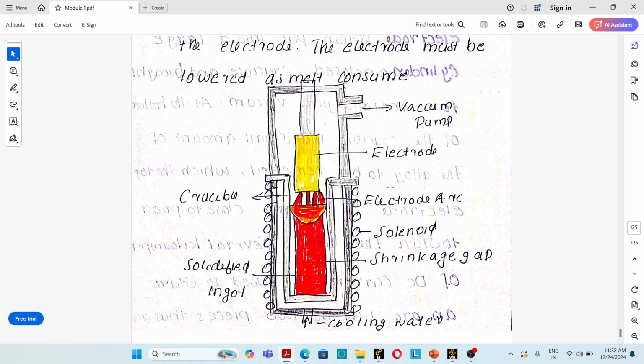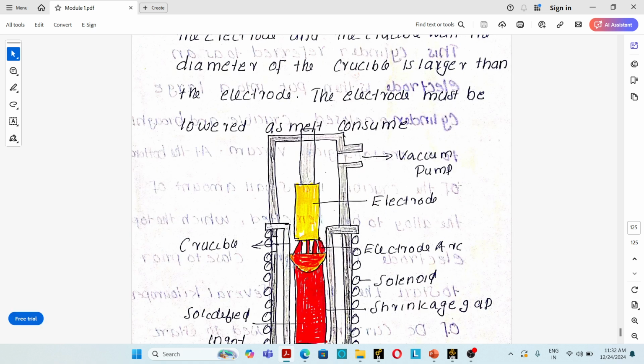Okay. So these are the contents in module 1. Module 1 is completely dealing with the casting process. In the next section, we can discuss the previous question paper based on module 1. Okay.